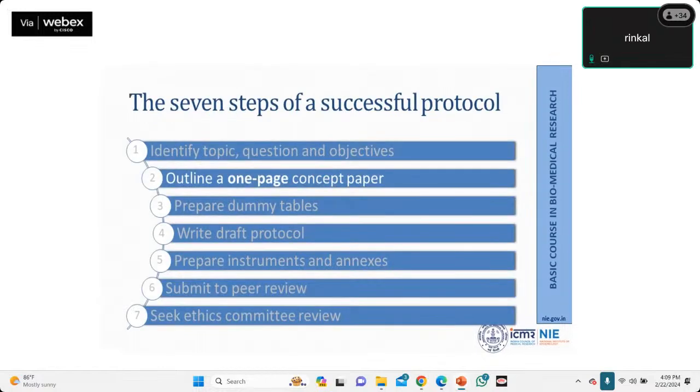Okay, so in these 7 steps of a good protocol, as we have seen in the previous slide, the second one is outline a 1-page concept paper, and that is the topic of this presentation. We should be able to prepare a 1-page or a very short concept paper. It's a kind of highlight of a protocol, or a miniature version of the protocol.